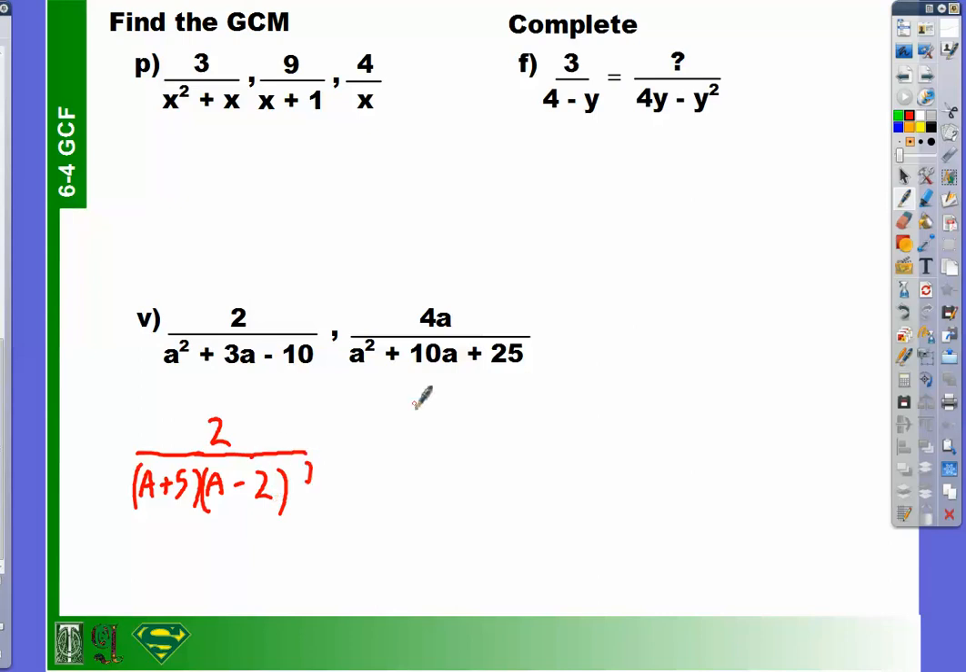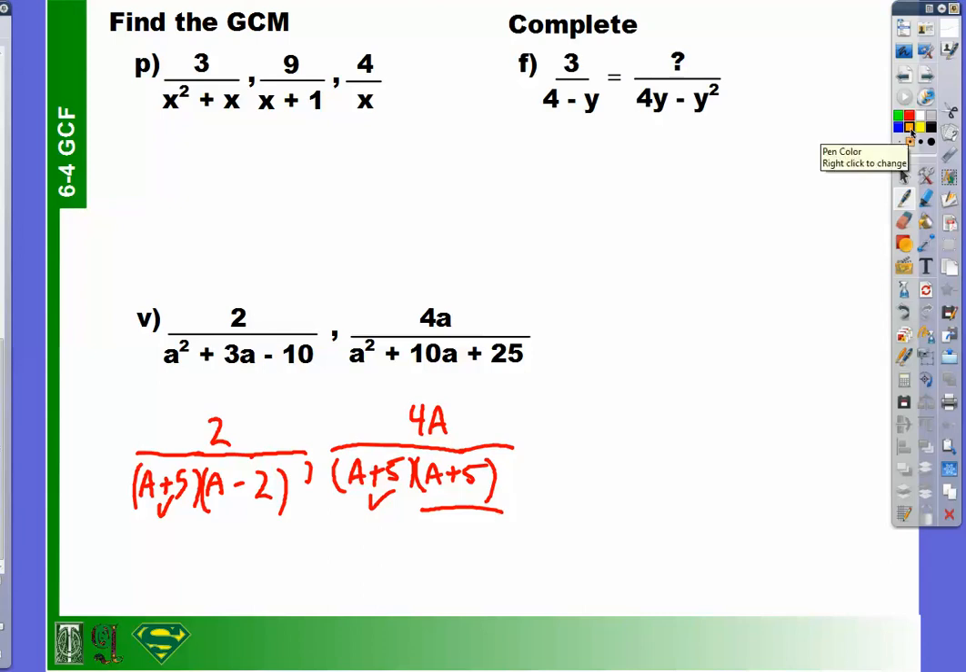So over here, same idea. So we have a plus 5 and a plus 5. In this case, I do want to write it out. So what is the denominator that I'm missing? Well, my first one has an a plus 5, so it has this and it has this. Well, what piece is it missing? Well, it's missing one of these, right? So that means I'm going to have to multiply the numerator and the denominator by a plus 5.